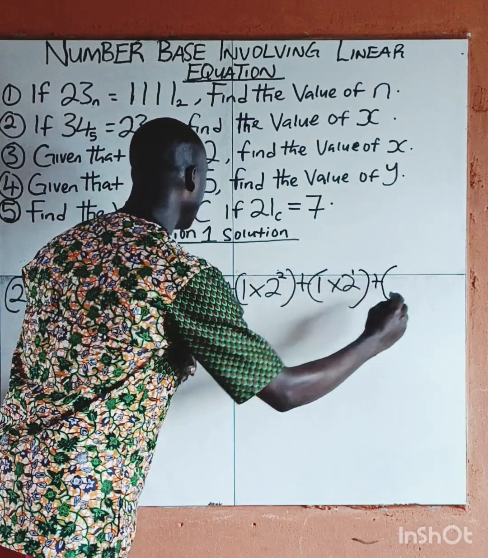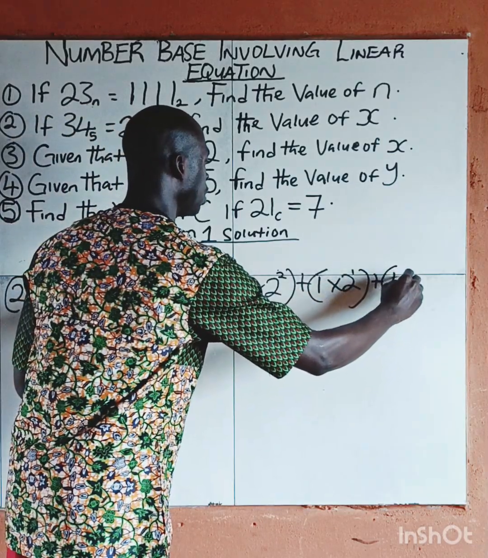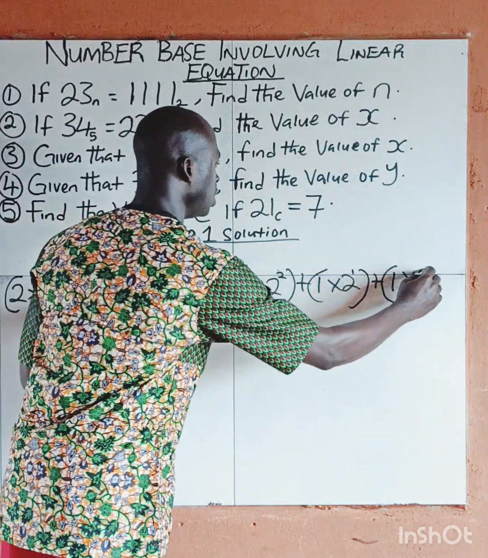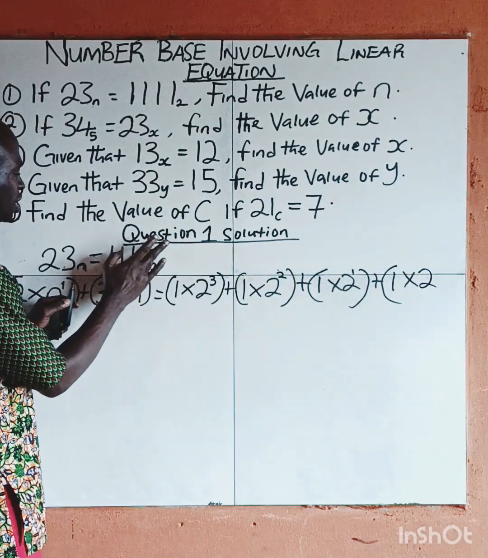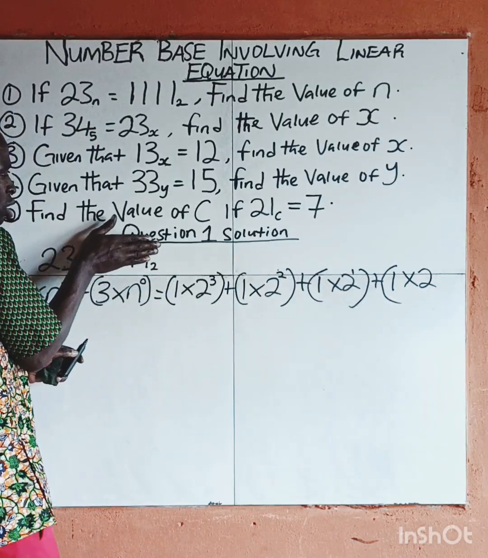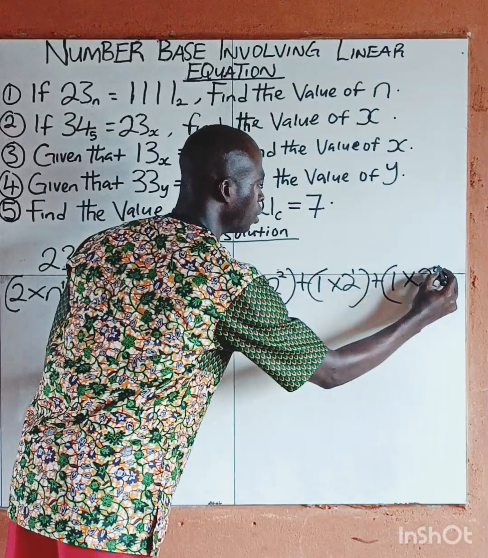Plus, I'll put another bracket. This is the last digit we're having. Here becomes 1 multiplied by, what is your base? My base is 2. I'll write 2. If I close this last digit I'm currently working on, you'll find out that you have no other digit again. So therefore, I will say 0.